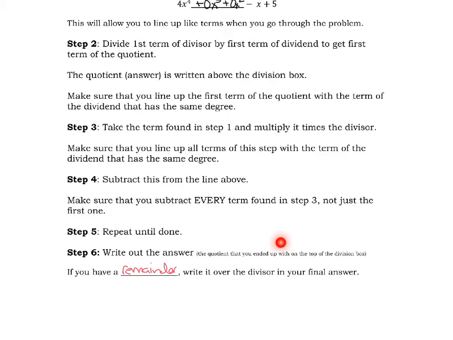Now, the quotient that you ended up with is on top of the division box, okay? If you have a remainder, then you're going to write it over the divisor in your final answer.